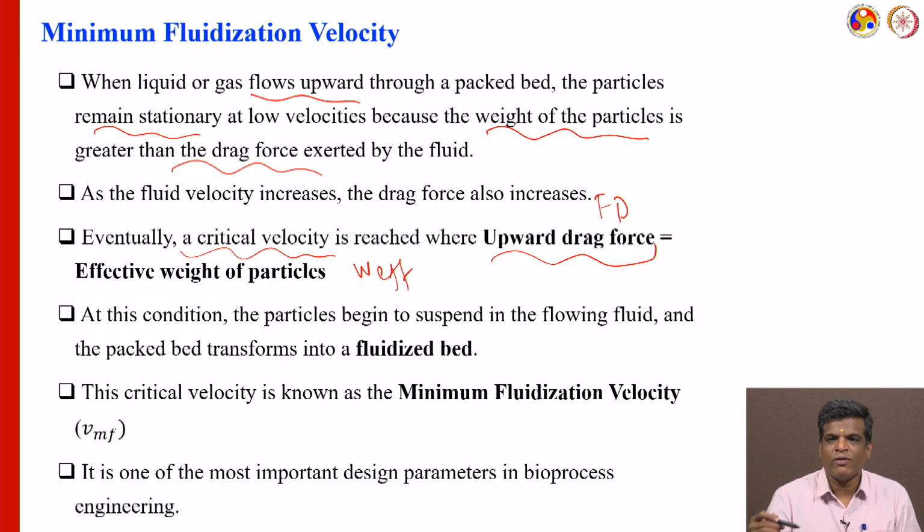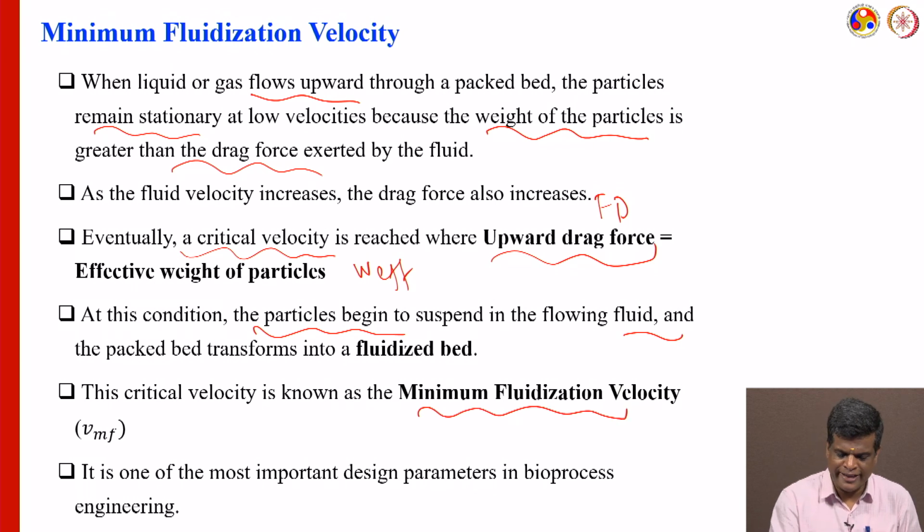So, once the UMF, the minimum fluidization velocity, is crossed, at this condition the particles begin to be suspended in the flowing fluid. The packed bed is now moving to a fluidized bed, slowly transforming because of the minimum fluidization velocity. So, the critical velocity we call the minimum fluidization velocity. It is one of the most important design parameters in bioprocess engineering.